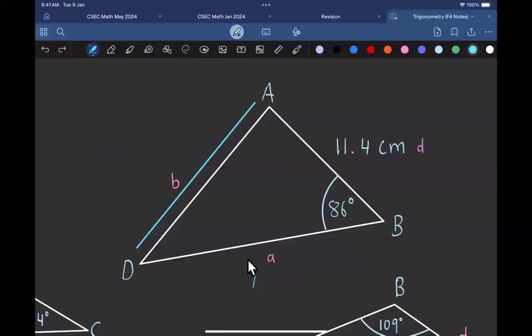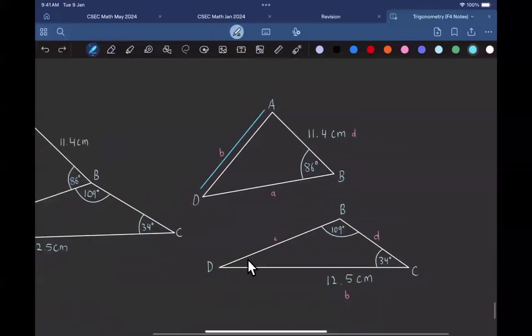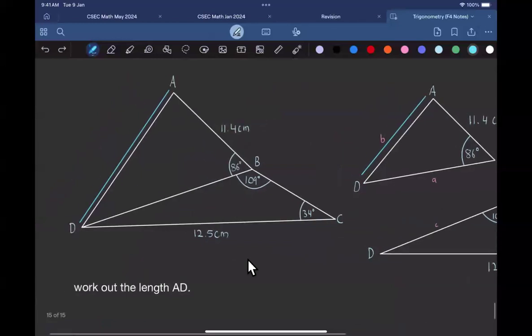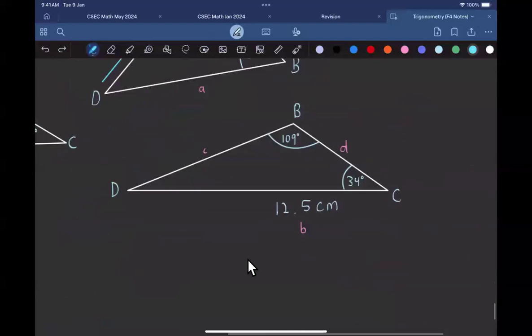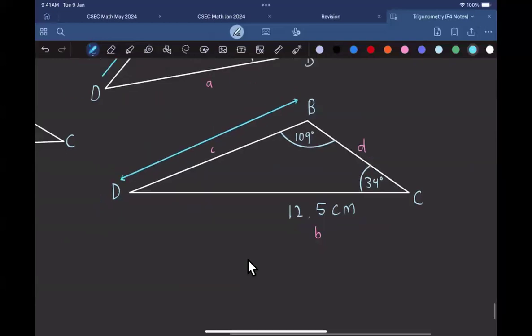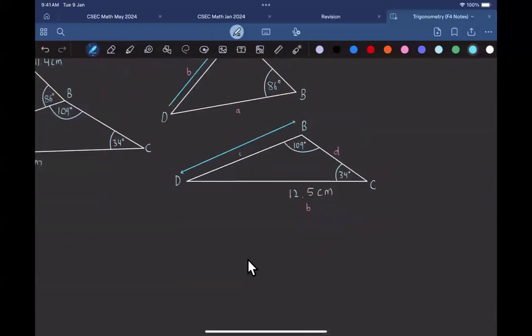B. So here we have to do, like Rihanna said, you have to find DB. You have to find this length over here first. So we're looking at this triangle over here, and we have to find DB first. So Sasha, work it in your book while me and Rihanna do it on the board.